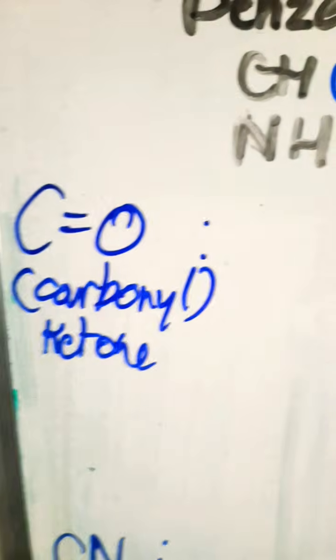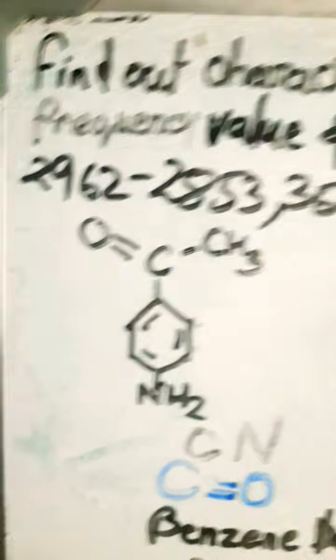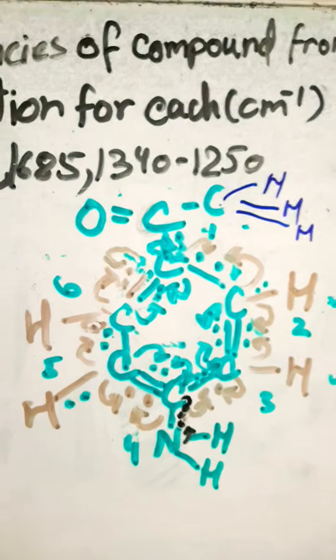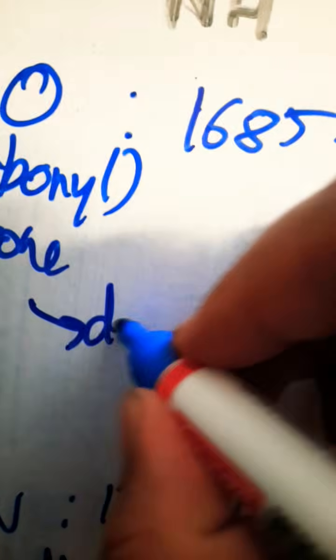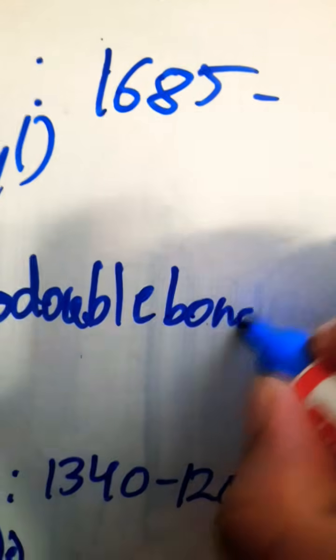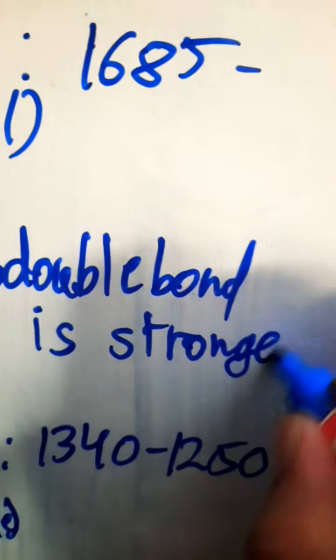Our next phrase is C double bond O, which is a carbonyl, or we can say a ketone. And then there will be C-N, which is the cyanide bond. We are going to talk about how it works. C double bond O has the next frequency. After this, everything is used up, only the 1685 and this range are left. So 1685 is the greater one, so let's use that. 1685 is the frequency, and the leftover is 1340 to 1250. The 1685 is because the double bond is stronger.